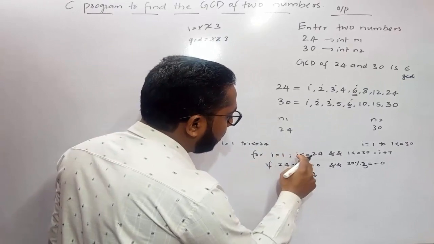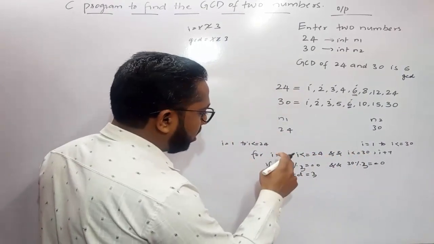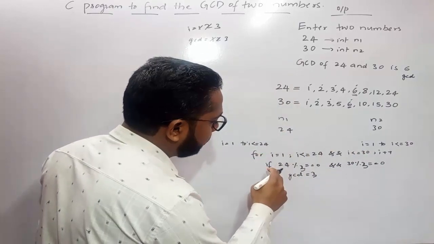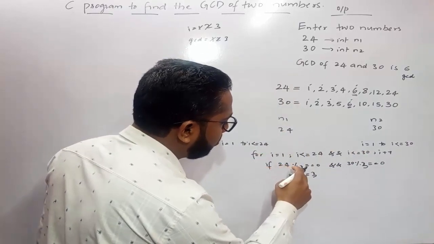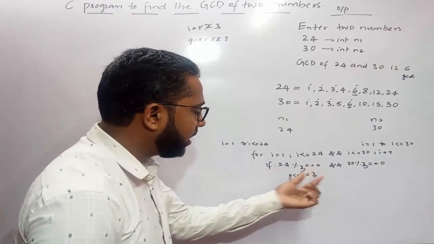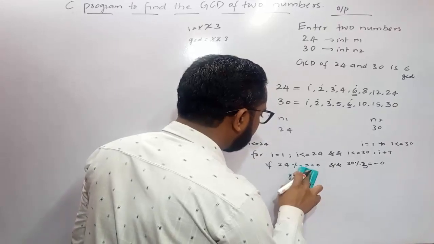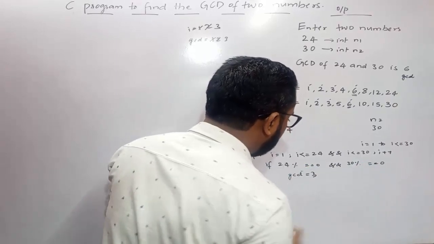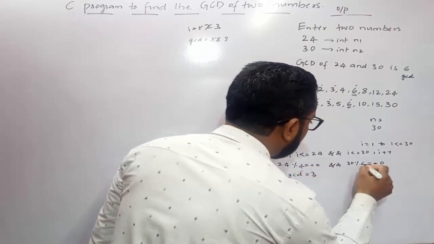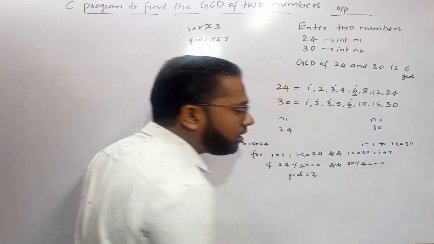Now I becomes 4. 4 is less than or equal to 24. Yes. 4 is less than or equal to 30. Yes. The condition gets true, and control will come inside the for loop to check for this condition. 24 mod 4: yes, I can divide 24 by 4 without leaving any remainder. And 30 by 4? No. So this 30 mod 4 will give me a remainder.